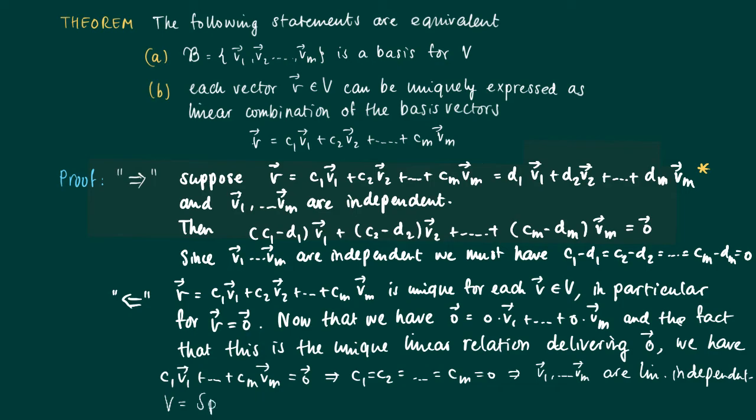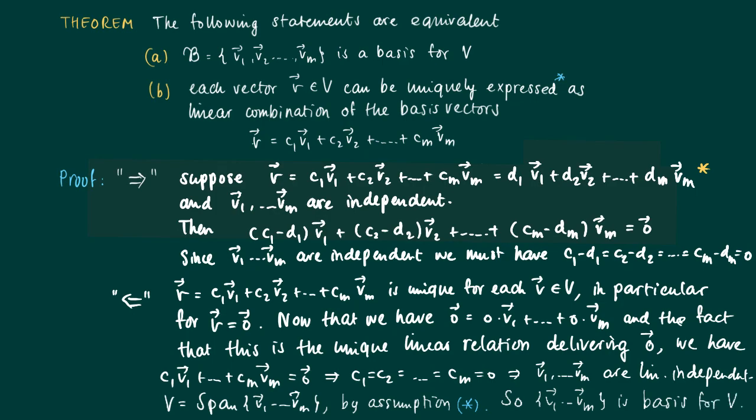Also note that since each vector in V can be uniquely expressed as a linear combination using these vectors v1 till vm, we know that V is actually the span of the vectors v1 till vm. So we have now two characteristics of a basis. First of all, V equals the span of the vectors v1 till vm, and also v1 till vm are linearly independent. So this means that actually B equals {v1, ..., vm} is a basis for V, which we needed to show.